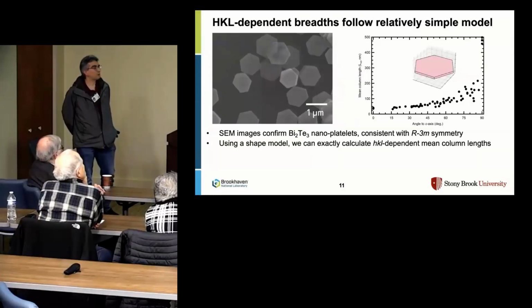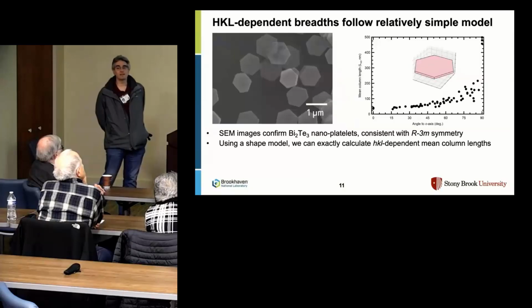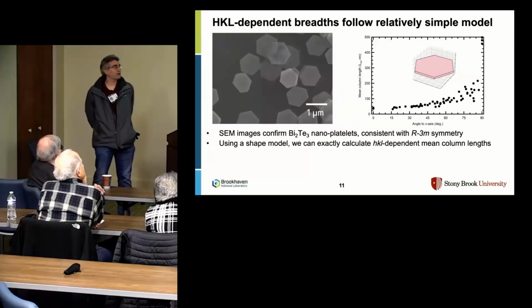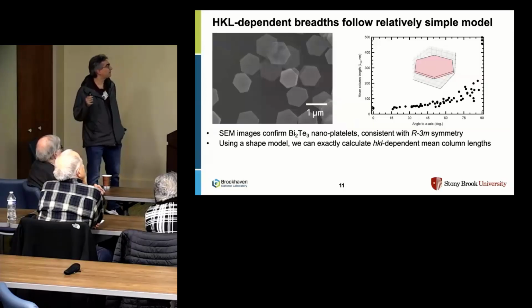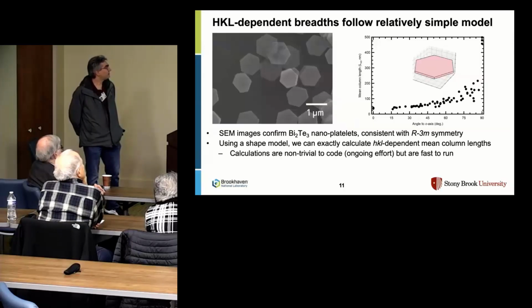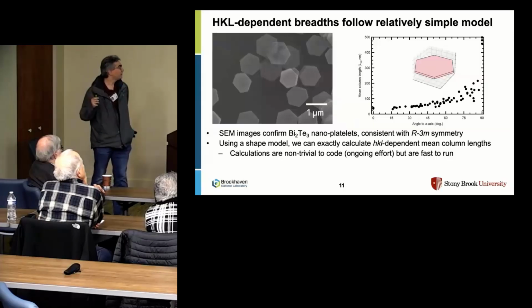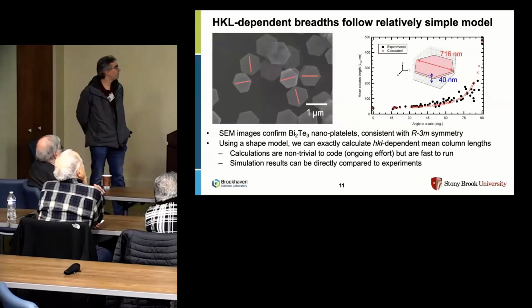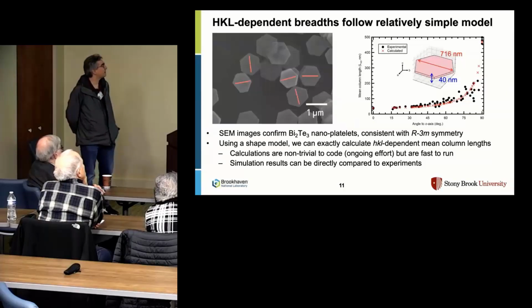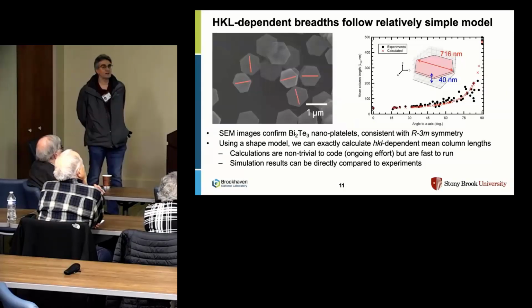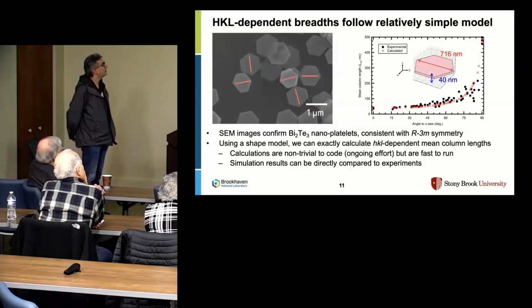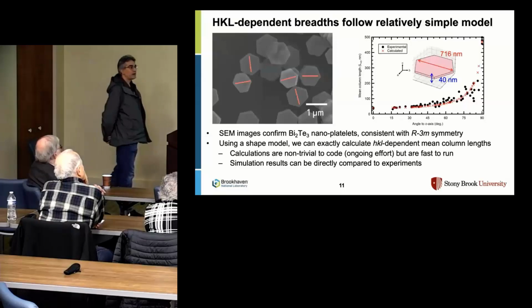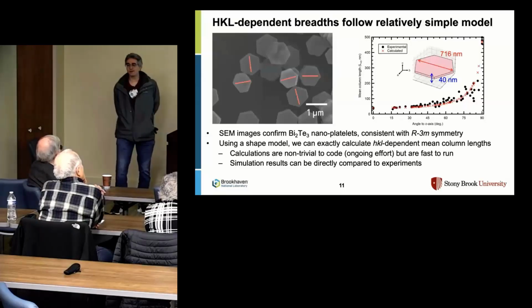Given this shape, we built up a rhombohedral model, and we did some coding for this to analytically calculate mean column lengths from the particle shape. So we can calculate exactly what they are for every reflection in this model. Non-trivial, but we worked it out. And very fast to run. I'll compare it to some other things in the next slide. But now our simulations can be directly compared to experiment. From our shape model, we get 760 nanometers between vertices. That's more or less what we see in the SEM data, but we didn't include instrumental broadening, which is why we've been talking with the NIST folks here who care about all the little details.